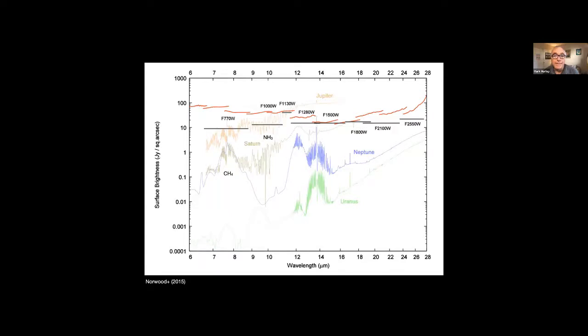Then beyond about 10, 12 microns, we start to pick up emission features from ethane and acetylene, which are photochemical products, not from equilibrium chemistry. And then finally, as we go to longer and longer wavelengths, we start to come up the black body curves for these planets, especially Uranus and Neptune, which are much colder.